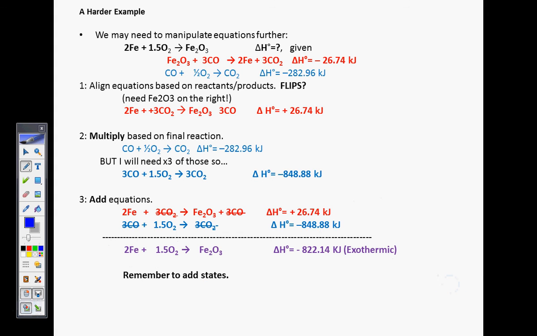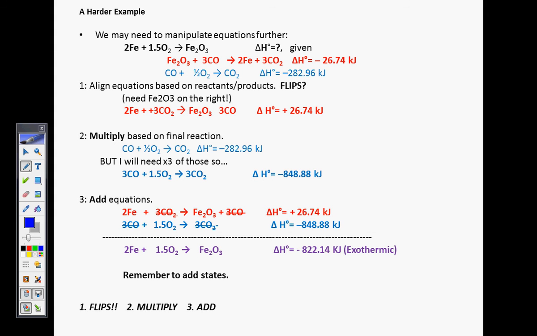So you need to remember to add states. What are the states on the iron? What is the state on iron? Solid. Oxygen, gas, and iron 3 oxide, solid. How do you know it's solid? First of all, it's an ionic compound, so unless it's dissolved in water, it'll be solid. Second of all, iron 3 oxide is rust. Solid. Okay. So look for flips, then look for multiplies, and then add everything together, like in algebra.